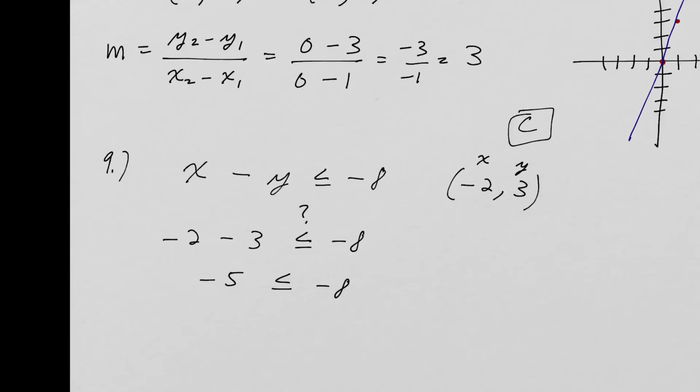And so now we're asking ourselves, is negative 5 less than or equal to negative 8? No, right? It's greater than negative 8. So this is false. So therefore, is that point a solution to that inequality? No. So I'll say not a solution. If we plugged it in and we got a true statement, then we say, yes, it is a solution. In this case, we got false. So it's not a solution.